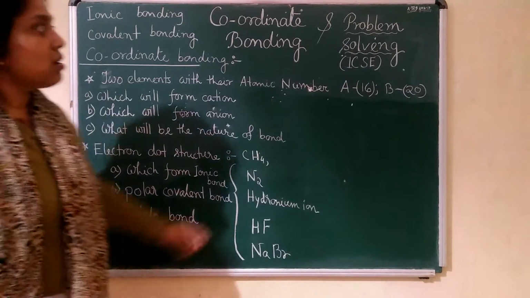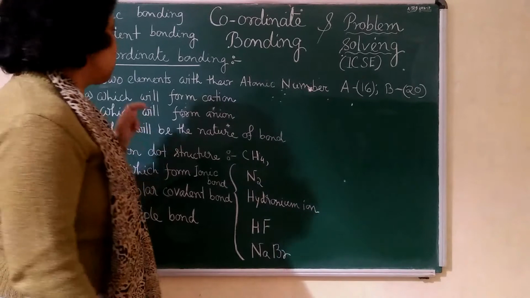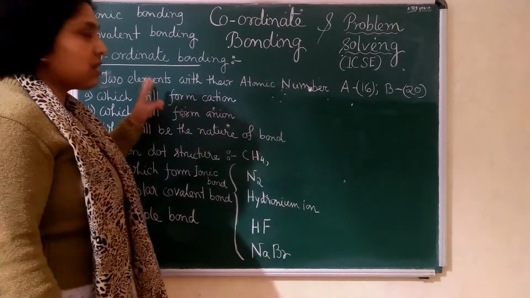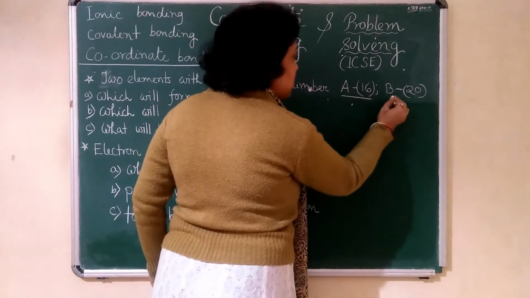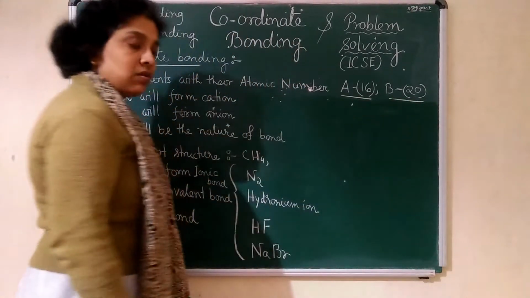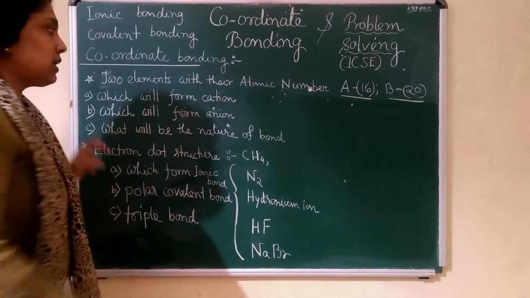Let's start with the problem solving. In what way will the question be asked? See, the first question I have written. You have been given two elements. Atomic numbers are given: A is 16 and B is 20. What is the question? Which will form a cation?